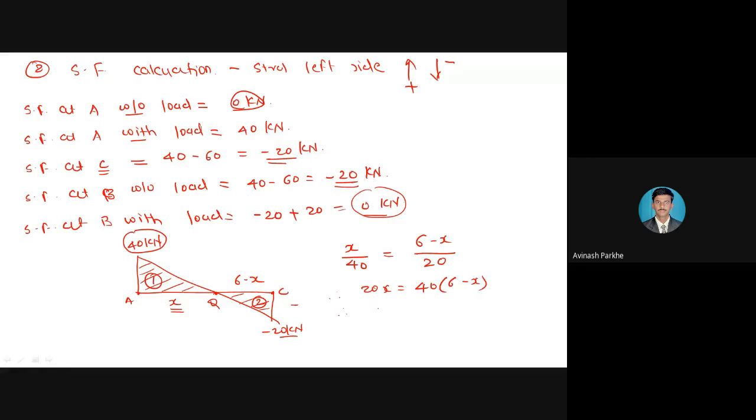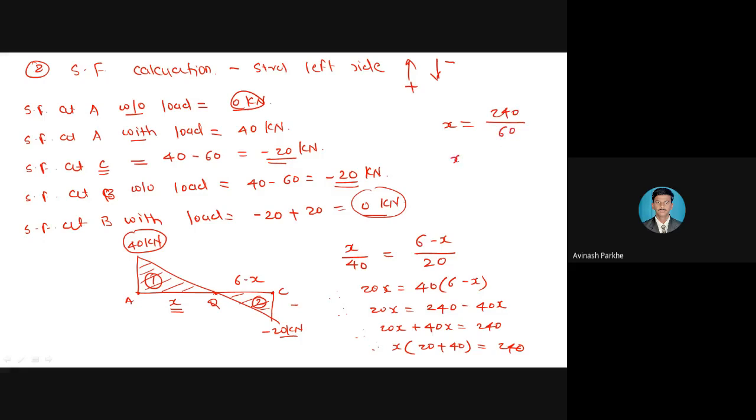Okay, then 20x as it is, 40 into 6, 240 minus 40x. Now this 20x minus 40x, I have taken to the left side. It becomes 40x is equal to 240. X I have taken outside the bracket, so 20 plus 40 is equal to 240. Remaining part here I will write. Therefore, x is equal to 240 upon 60.